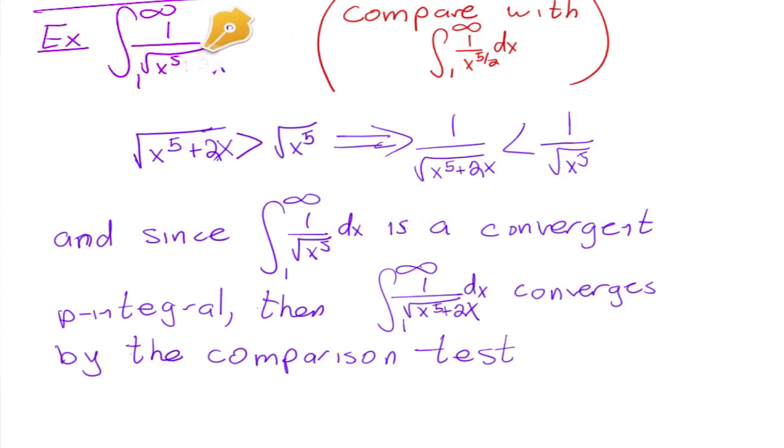Let's say I just change this to x to the fifth minus 1, but then this can't be from 1 because it wouldn't be defined. So let's say from 2 to infinity.